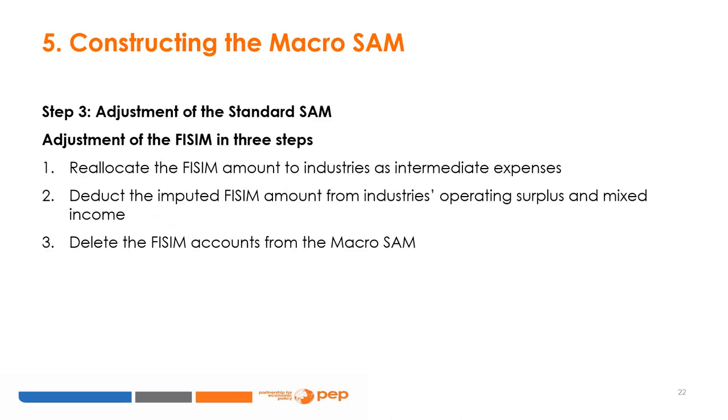The FISIM account is adjusted in three steps. First, the FISIM amount is reallocated to industries as intermediate expenses. The FISIM amount is imputed to industries in proportion to their expenses in financial services. Industries' intermediate consumption of financial services is augmented by the imputed FISIM amount. Second, deduct the imputed FISIM amount from industries' operating surplus and mixed income. Third, the FISIM accounts are deleted from the macro SAM.